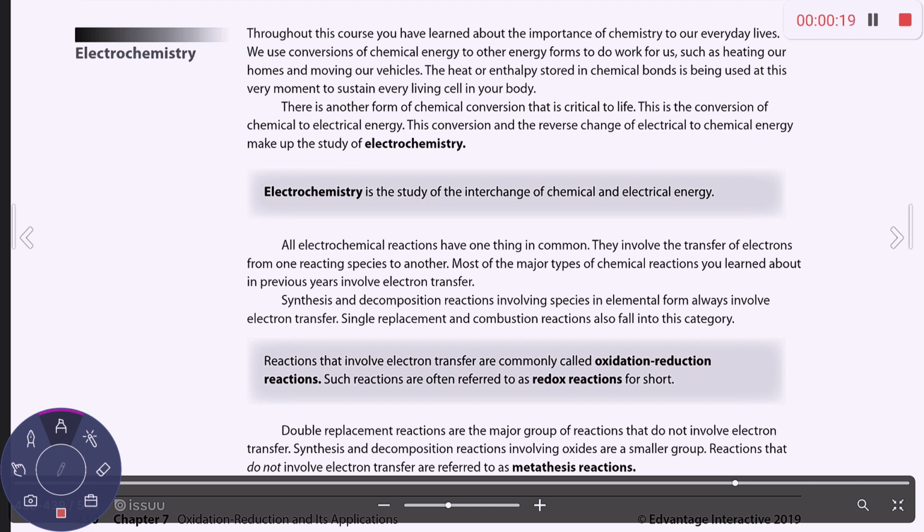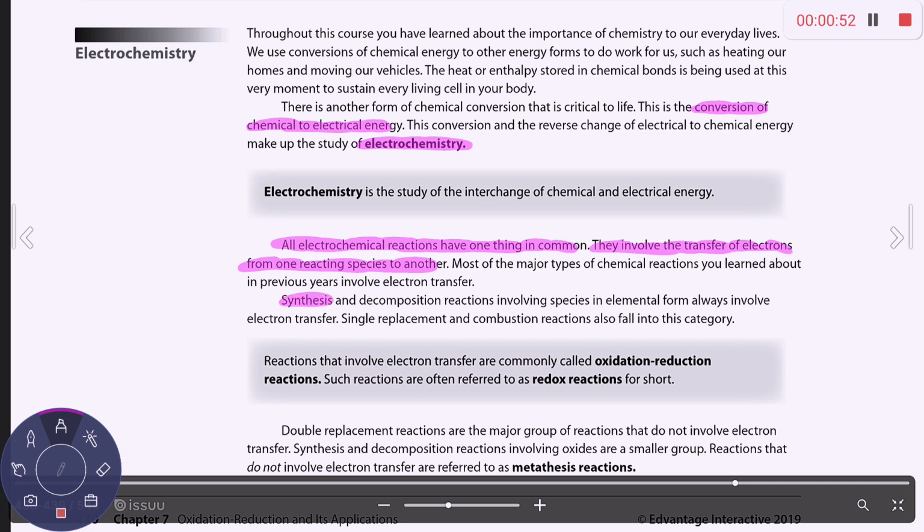We're on electrochemistry. So the conversion of chemical to electrical energy, or reverse, is known as electrochemistry. And electrochemical reactions have one thing in common. They involve a transfer of electrons between reactants. Okay. Some major categories of chemical reactions are substances that have reactants that transfer electrons between each other.